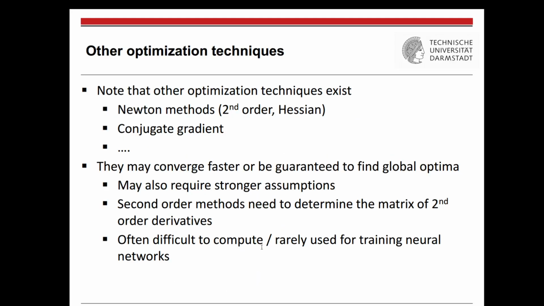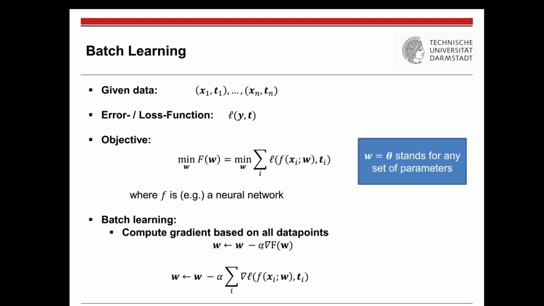Okay, let's go from standard gradient descent applied to general functions to our special case of optimizing machine learning functions, and especially optimizing the error function of a neural network.